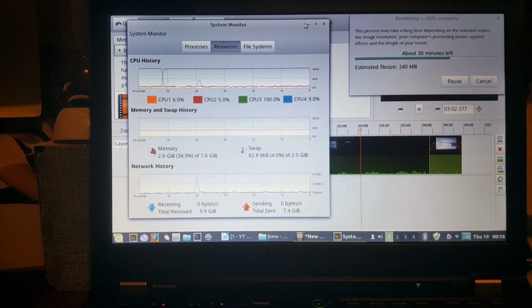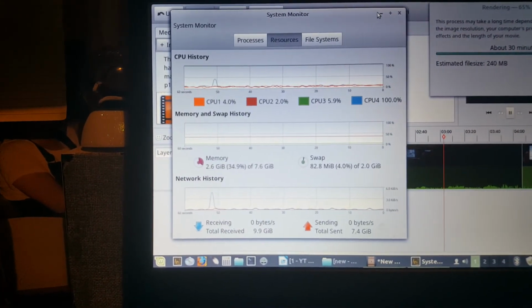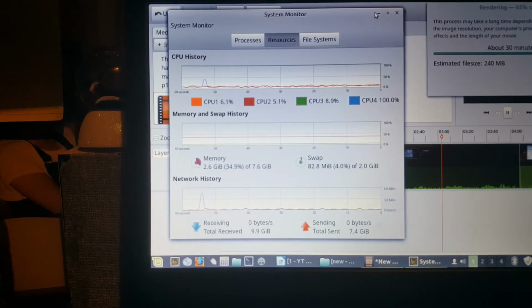But I wonder how kdenlive handles multiple CPU cores. Let's check this out, man. Look at this thing. So it's doing its thing. Oh, okay. Yeah, it's still working away.